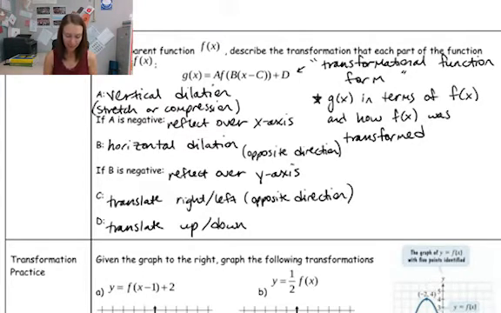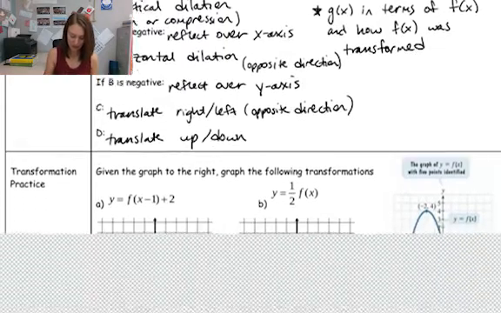If B is negative, it reflects it over the y-axis, or again, that reflection horizontally if you do your translations first. C is a translation right and left in the opposite direction that you think it's going to be. We'll go over an example. And D is a translation up and down. So let's look at some examples.